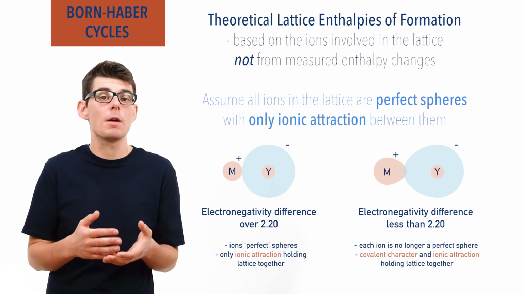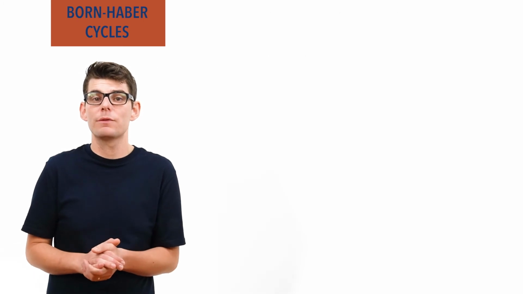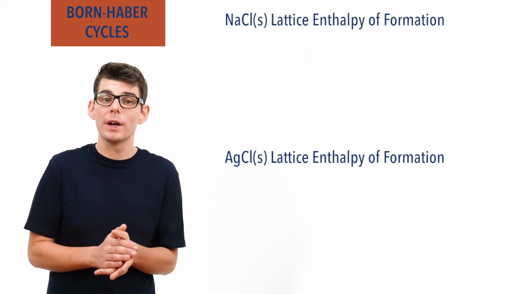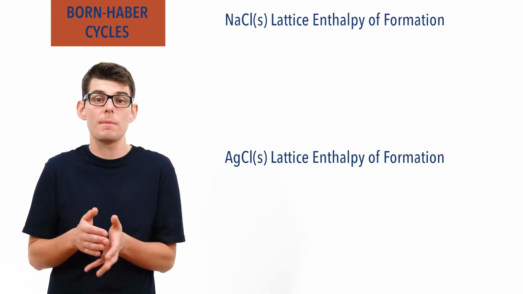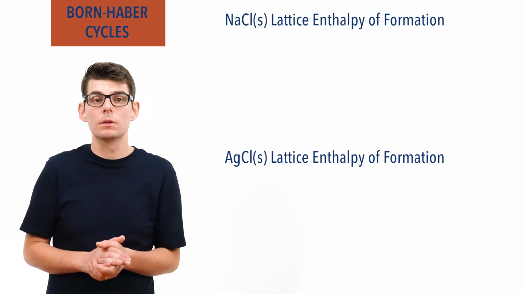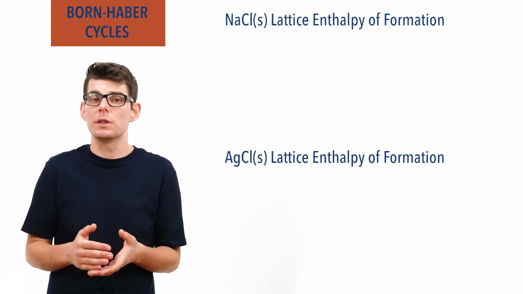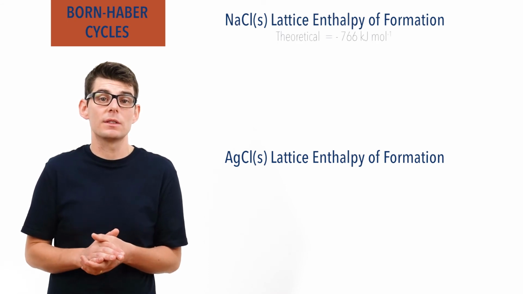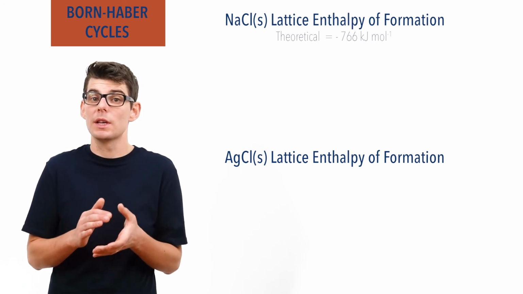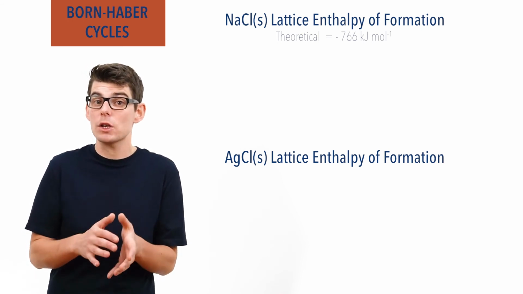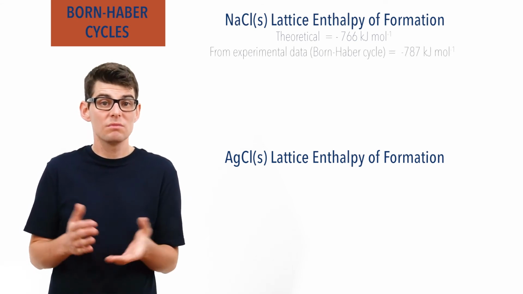We can see this when we compare the theoretical lattice enthalpies of formation of sodium chloride and silver chloride to the lattice enthalpies of formation found using experimental data and the Born-Haber cycle. Theoretical lattice enthalpy based on the ions involved in sodium chloride is -766 kilojoules per mole. The value based on the Born-Haber cycle using Hess's law and enthalpy changes from actual experiments gives us -787 kilojoules per mole. A very close value.